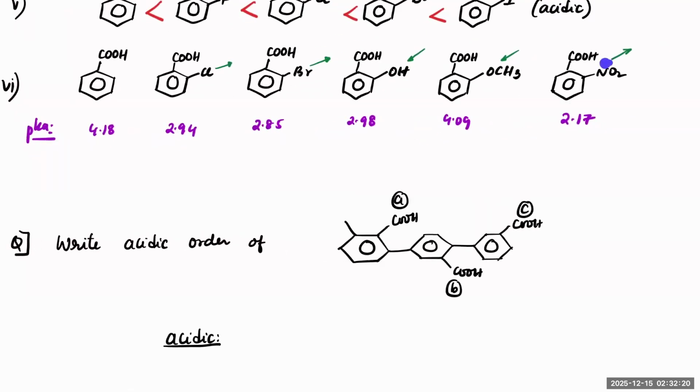Based on that, it is pretty much clear that NO2 is strongly withdrawing, so it has to have more acidic strength. Then comes bromine, then chlorine. That should be the order, and it is following.